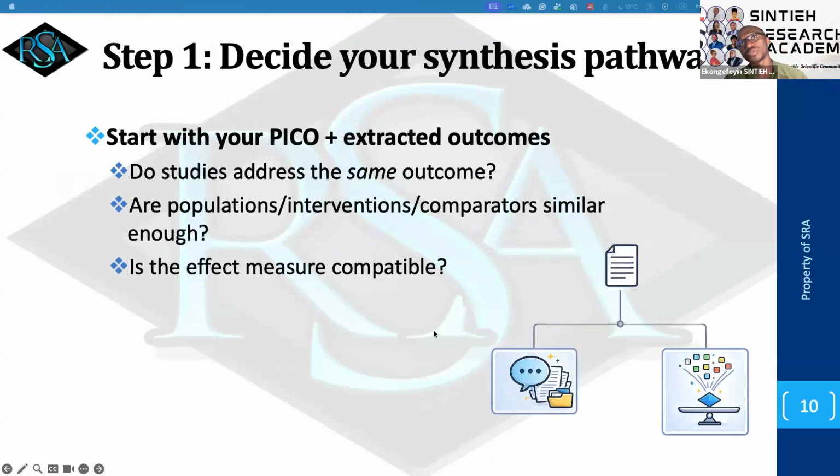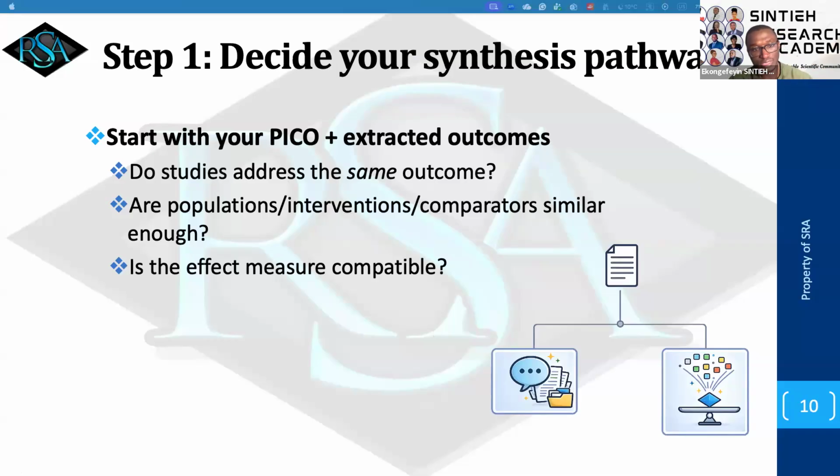We all started, right? We conducted a question, we then searched, and then we extracted data. So the end of the pathway is that you need to make sense of everything you've extracted. And to do that, you need to decide if your synthesis is going to be a narrative synthesis or a meta-analysis. So the first thing to understand is to ask yourself, what is the nature of your PICO and what is the nature of your outcomes?